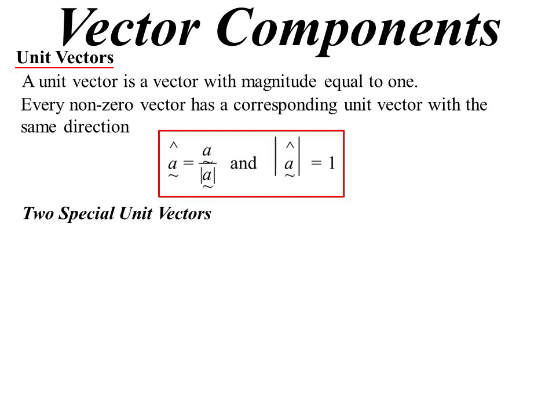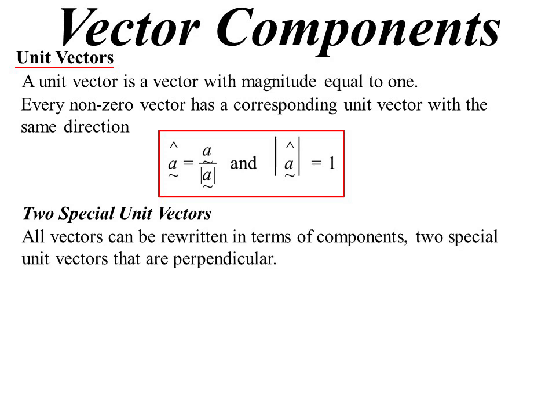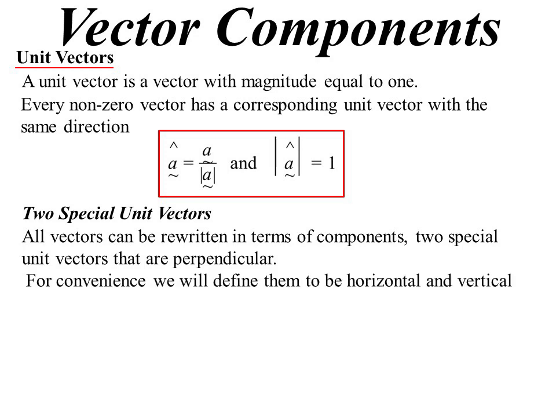Now there's two very special unit vectors that we deal with. It's very useful to break a vector into components that are at 90 degrees to each other. This becomes very, very useful. Now, it's very convenient to make those things at 90 degrees, one horizontal and one vertical. So we're so used to seeing things horizontally and vertically.